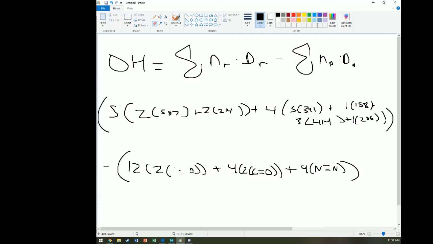The HO bond is 463. C double O is 804. And lastly, N triple N is 900 something, I think, but let me check. N triple N is 945.